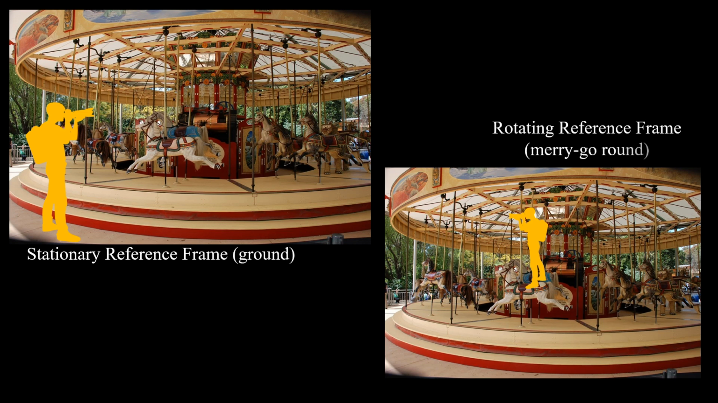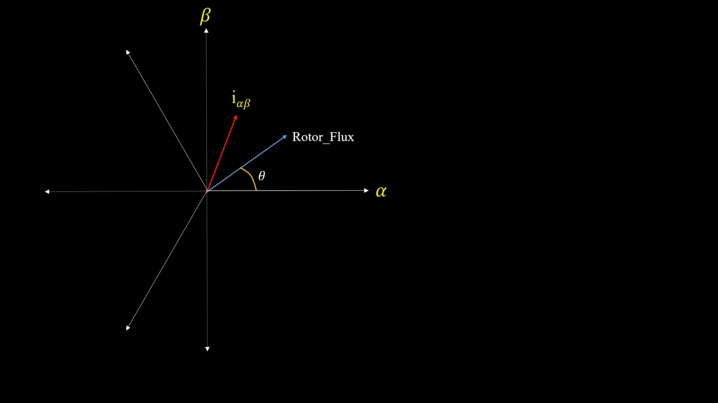But what if you sit, or in this case stand, on one of the horses behind your child? Isn't it much easier to track? What you have effectively done is changed your stationary reference frame to the rotating reference frame. Let us see how we can use this to our advantage.